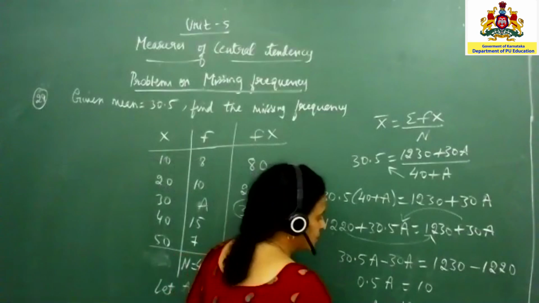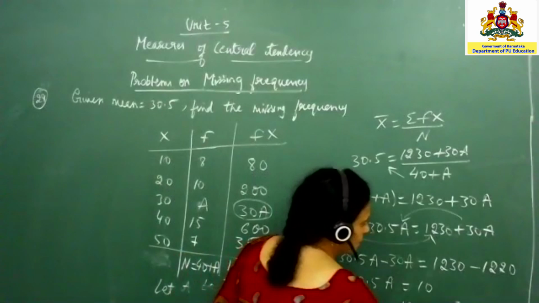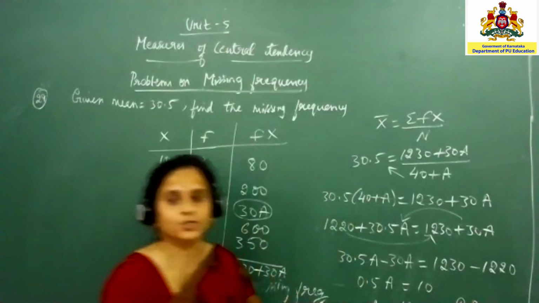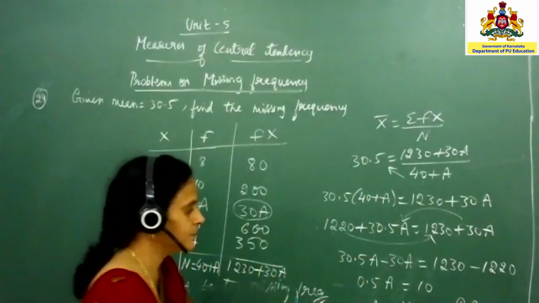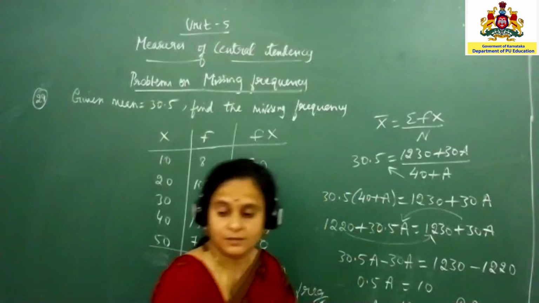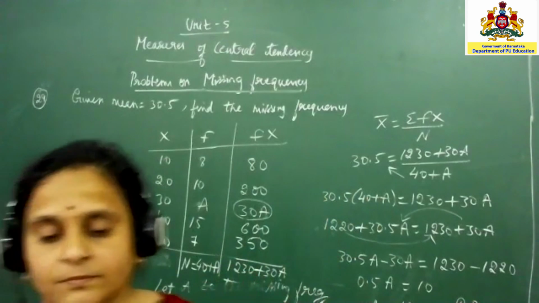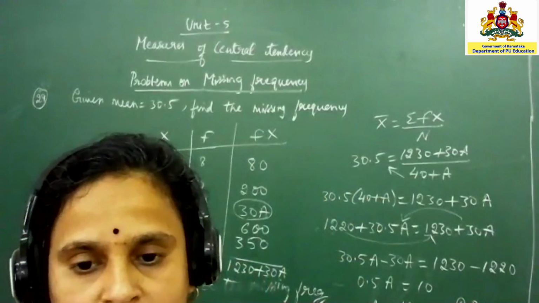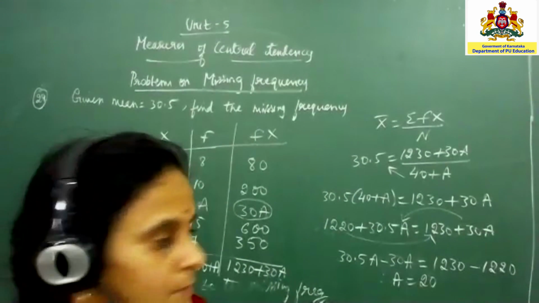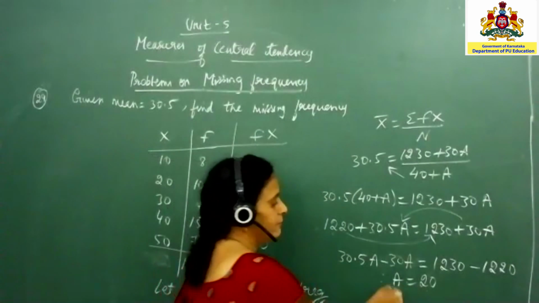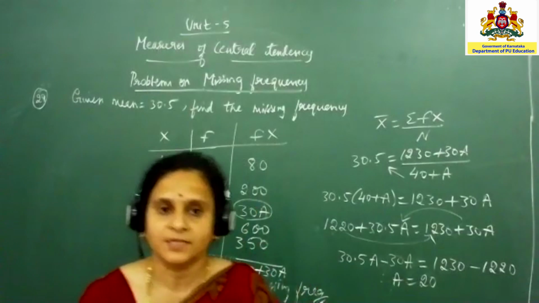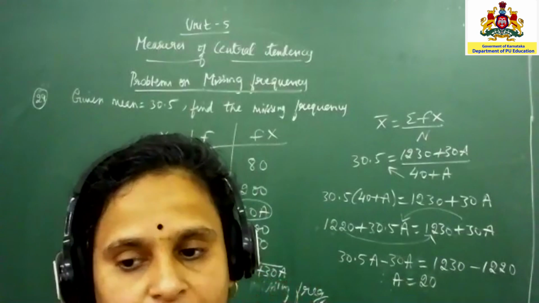Okay. So here, as we are not seeing more, I will just write here. So A value, you are getting 20 here. So finally, you will get A value as 20, which is the missing value, missing frequency.